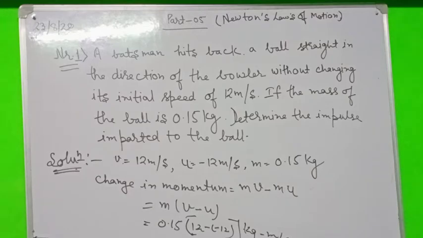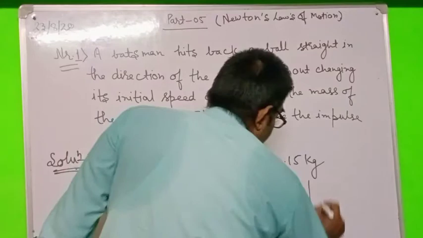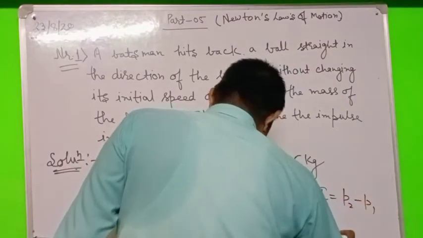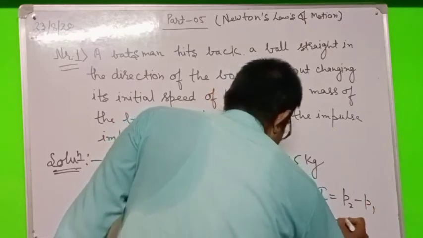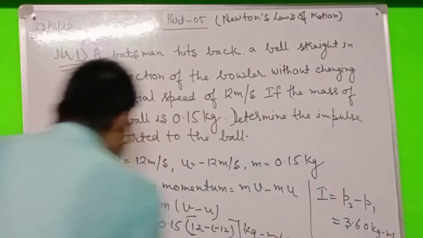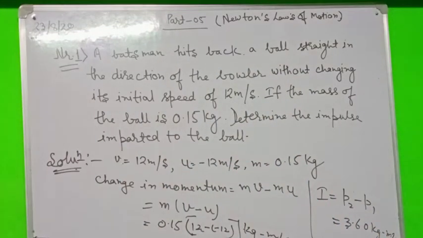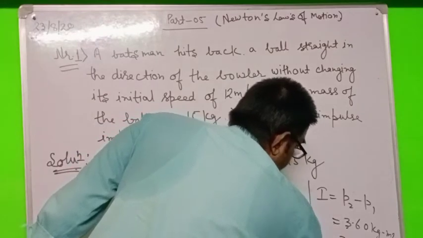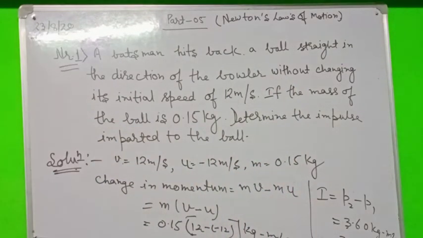So impulse I is equal to P2 minus P1, which is equal to 3.60 kg meter per second, or you can also write it as 3.6 Newton second. Clear, students? This is one of the questions.